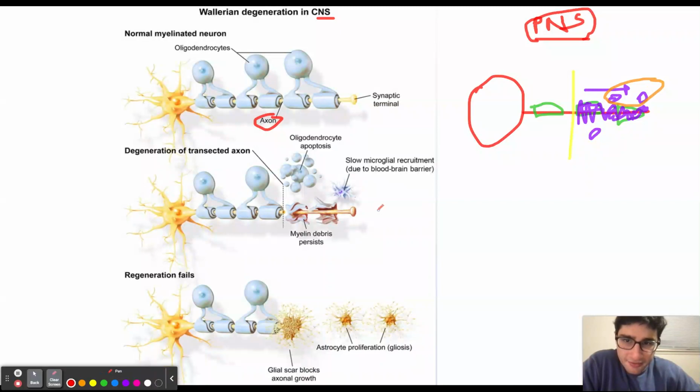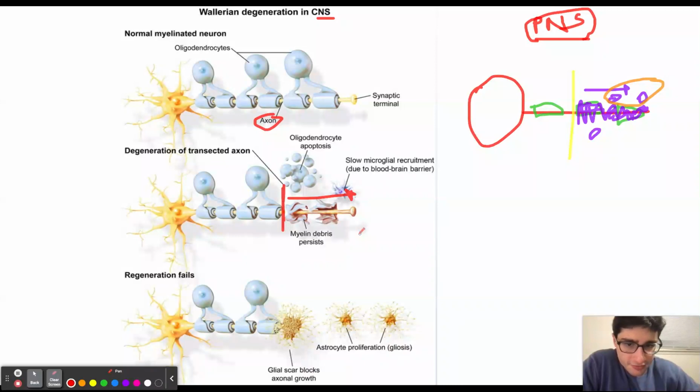This process is different in the central nervous system. In the central nervous system, if there is an injury, distal to the site of the injury, we also get myelin degeneration. But due to three processes, we're not going to be able to regenerate like we are in the peripheral nervous system.